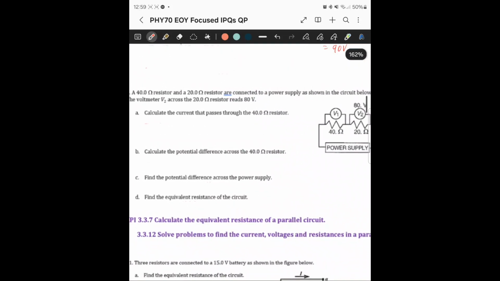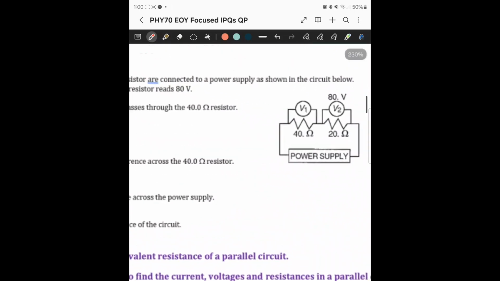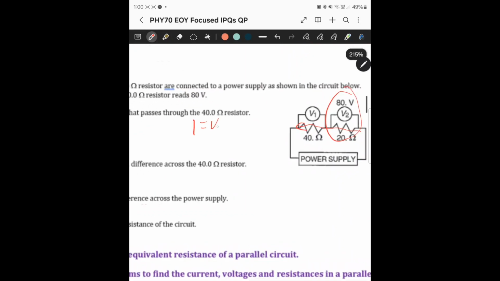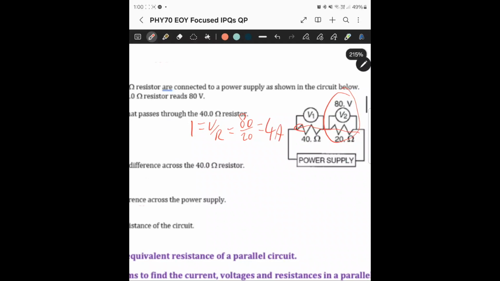Calculate the current flowing through the 40 ohm resistor. Okay, and this is a little bit of a trick question. They might think that, oh no, you don't have this voltage, you can't find the current. No, it's the same current. As I mentioned, the same current flows through both of them. So I want the current through the first resistor, 40 ohms, but I can use this one and find the current easily. I equals V over R. It's just the same question as before. 80 over 20. I remember doing 80 over 20 not so long ago. So anyway, that is 4 amps.